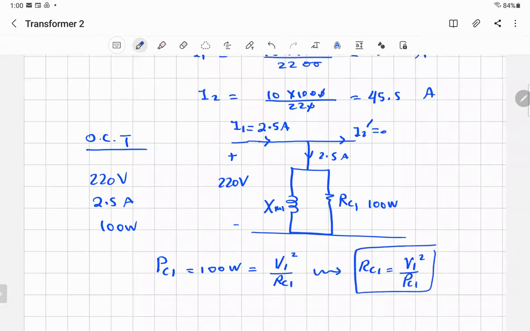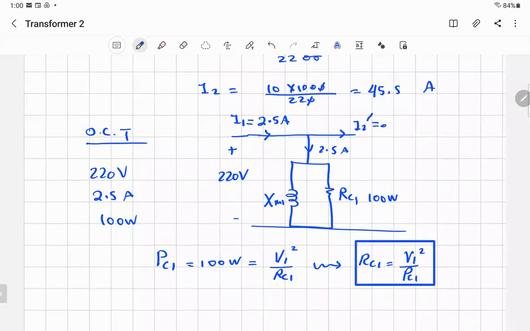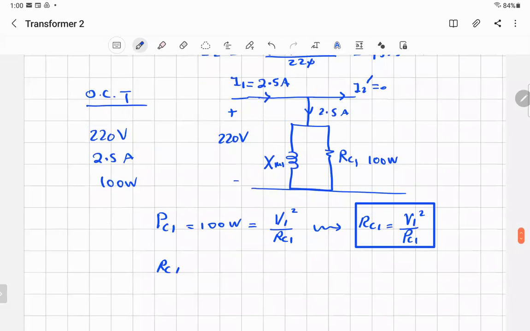So in the lab, when you measure the power and you know the voltage, you can directly calculate RC1. RC1 in this example will be equal to 220 volts squared divided by the power of 100 watts. And you get RC1. I think I calculated it's equal to 4 point, no, sorry, 484 ohm. That's the first thing.